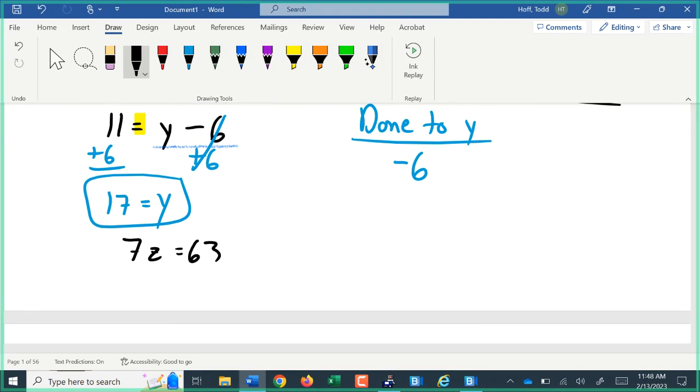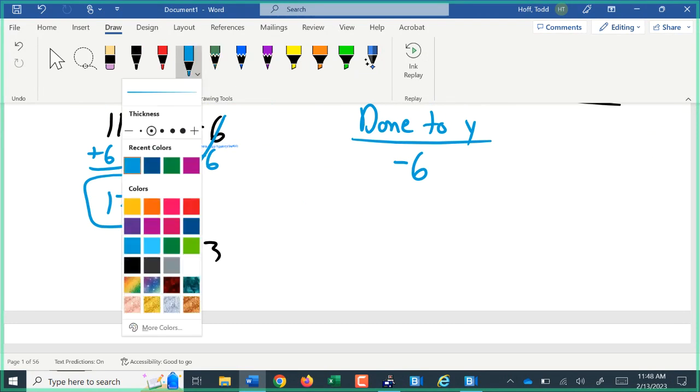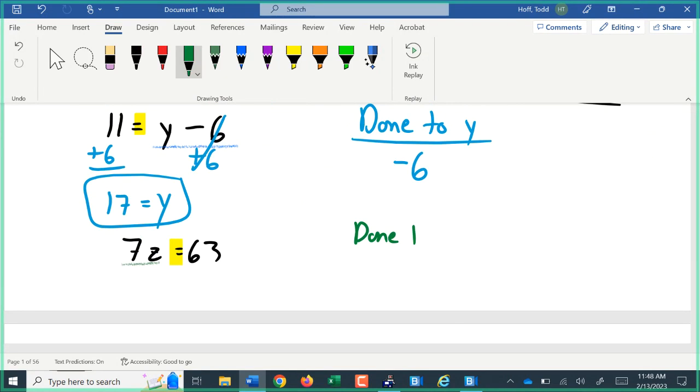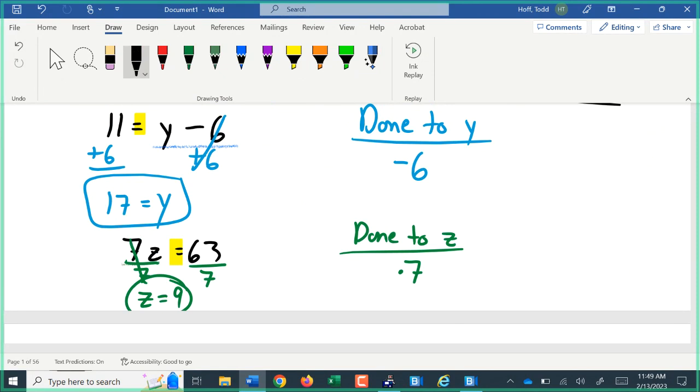Or we might have 7z equals 63. Well, again, there's our equal sign. Our variable's on the left side, and of course it's not alone. What was done to the variable, in this case what was done to z, is it's been multiplied by the 7. So to take it apart, the opposite of multiplying is to divide. So we're going to divide by 7 to remove the 7. And again, we keep that scale balanced by doing the exact same thing to both sides. So the 7 cancels out, giving us z. 63 divided by 7 is 9. So z equals 9.